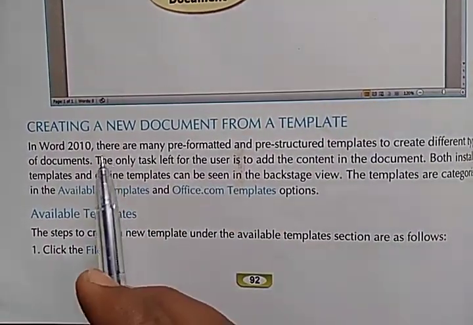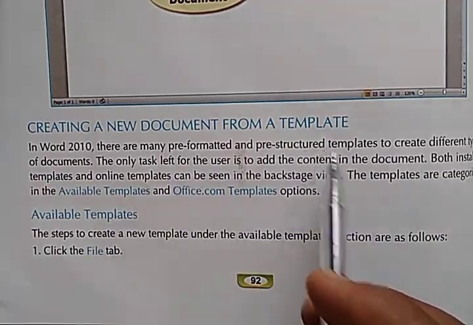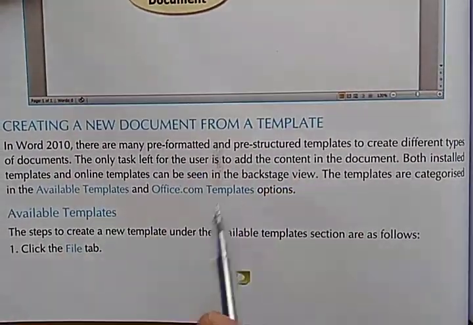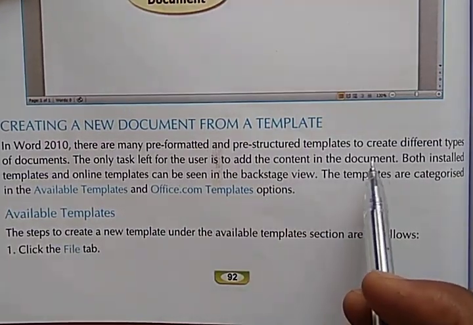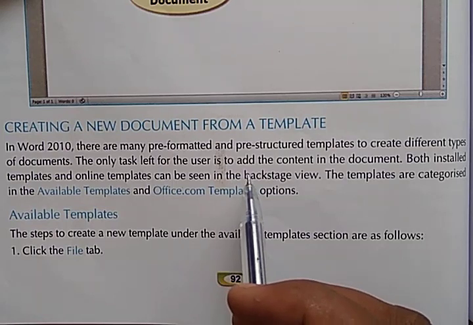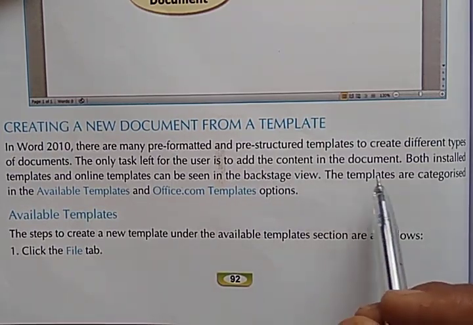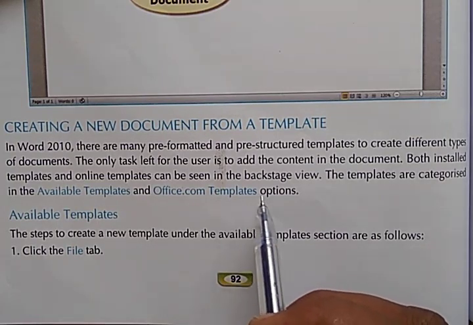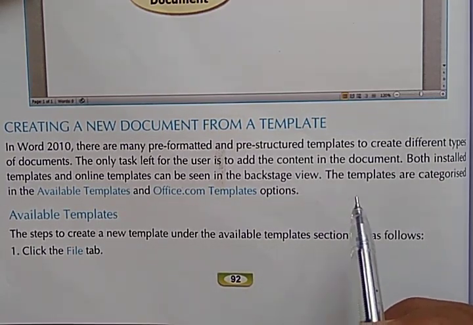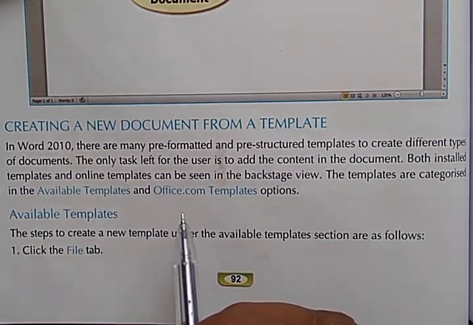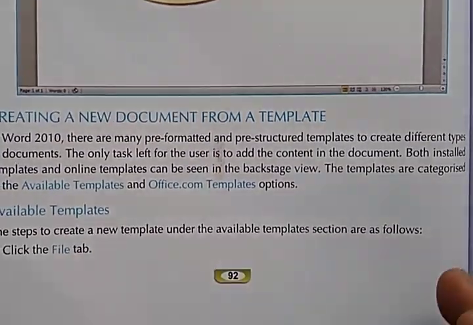Next is creating a document from a template. In Word 2010, there are many pre-formatted and pre-structured templates to create different types of document. The only task left for the user is to add the content in the document. Both installed templates and online templates can be seen in the Backstage view. The templates are categorized in the Available Templates and Office.com Templates options.